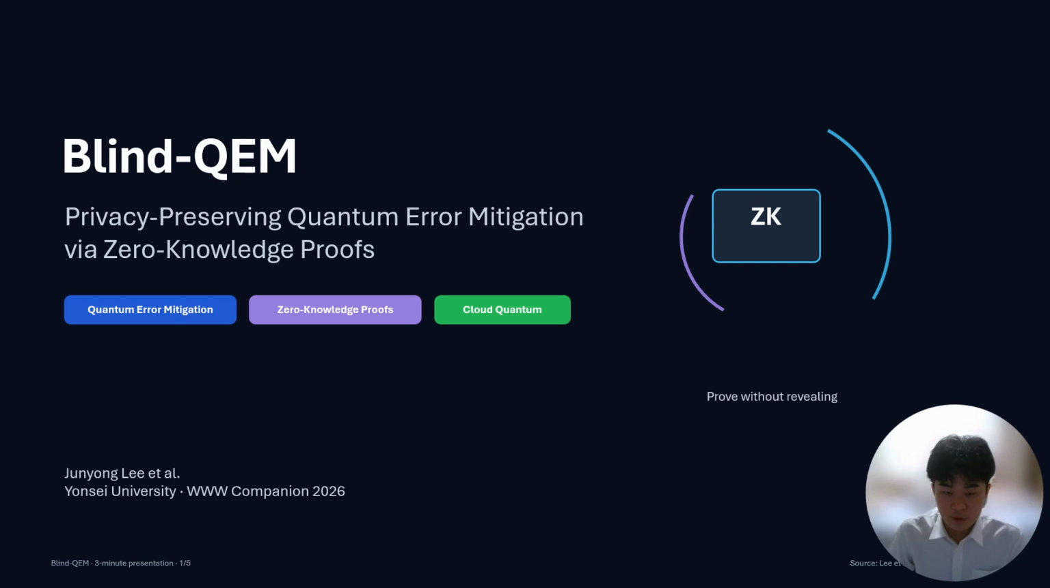Today, I will introduce Blind-QEM, a privacy-preserving framework for quantum error mitigation in cloud quantum computing. The core question is simple. Can a user receive useful error mitigation from an external service provider while keeping the circuit topology private? Our answer is to combine zero-knowledge proofs and QPU-signed execution receipts, so the service can verify policy compliance and result integrity without seeing the full circuit.